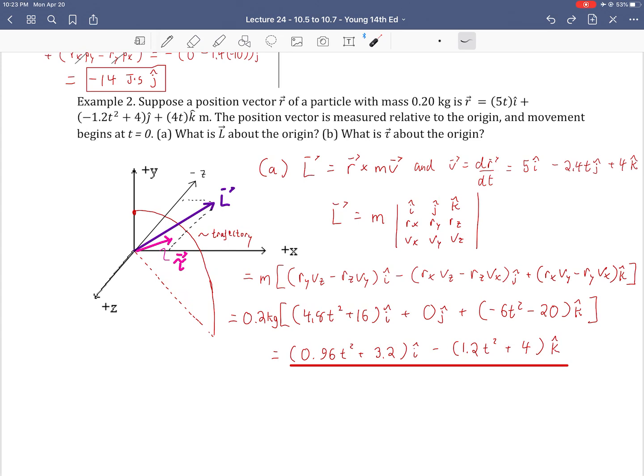Okay, so we can see that, as I said, the angular momentum has an x component and a z component, and its exact direction is going to be growing with time. So the angular momentum is going to grow quickly.